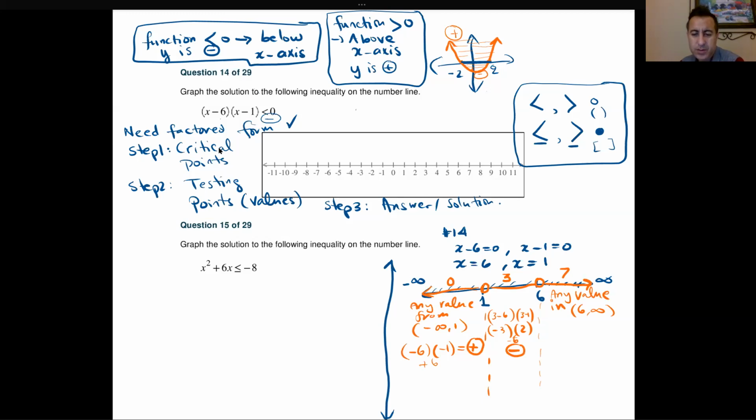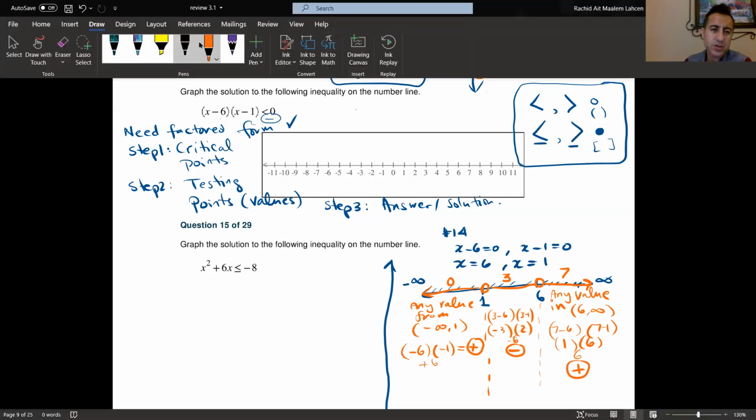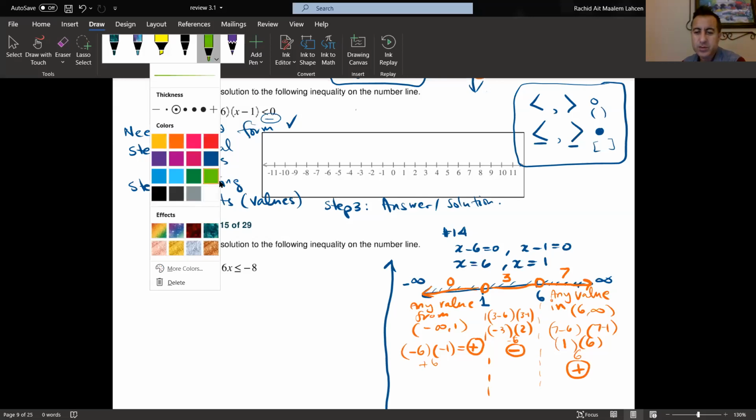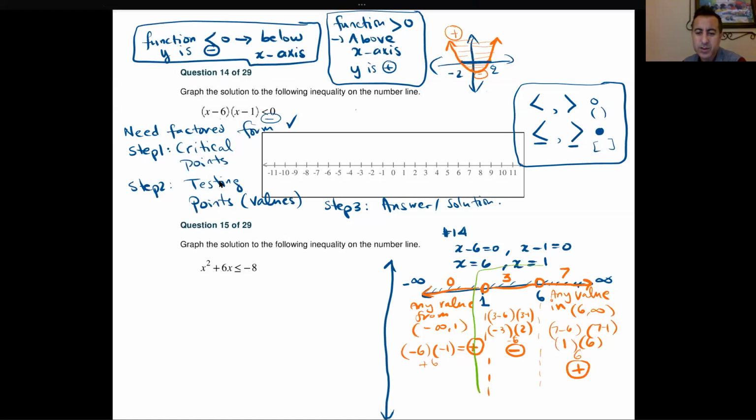So 7 minus 6, 7 minus 1, that's a 1, and it's a 6, so it's a positive. So we're interested for this statement here, less than 0, which means negative. And let's use, yeah, we haven't used green, so let's use green for now. It looks like this is what we are interested in, where it is negative, which means it's going to be between 1 and 6. So between 1 and 6.